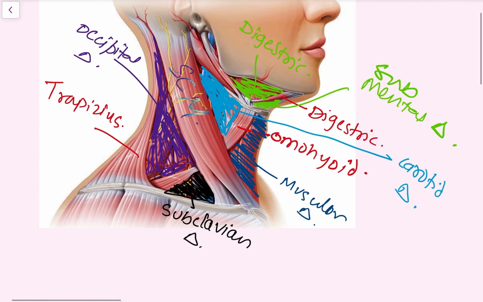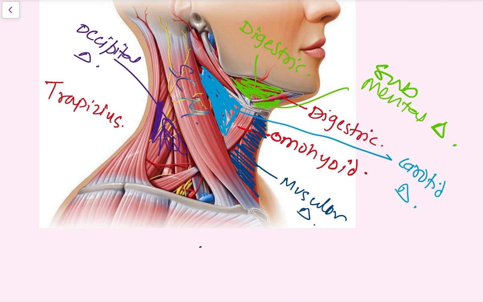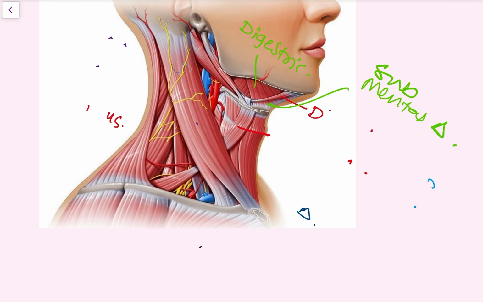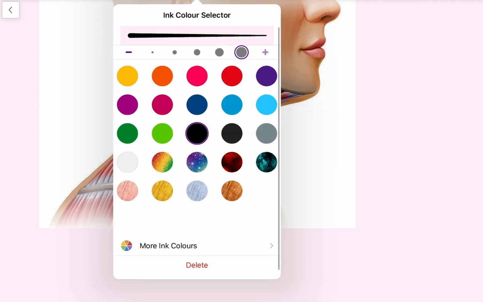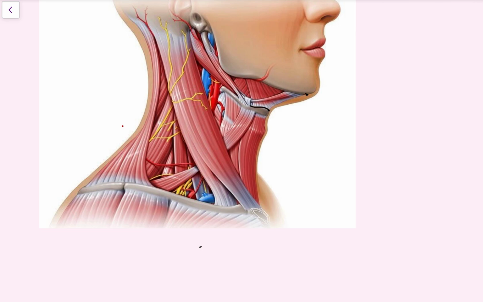Okay, so here we will discuss the boundaries. We can name all the boundaries very easily now. If they ask you the boundaries of any triangle, for example the submental triangle: superiorly by the inferior border of the mandible, inferiorly by the hyoid bone, and on both sides by the anterior belly of digastric. What about the occipital triangle? Posteriorly by trapezius, inferiorly by omohyoid, anteriorly by SCM, and superiorly by the occipital bone. The carotid triangle: superiorly by the posterior belly of digastric, anteriorly by the anterior belly of omohyoid, posteriorly by sternocleidomastoid.